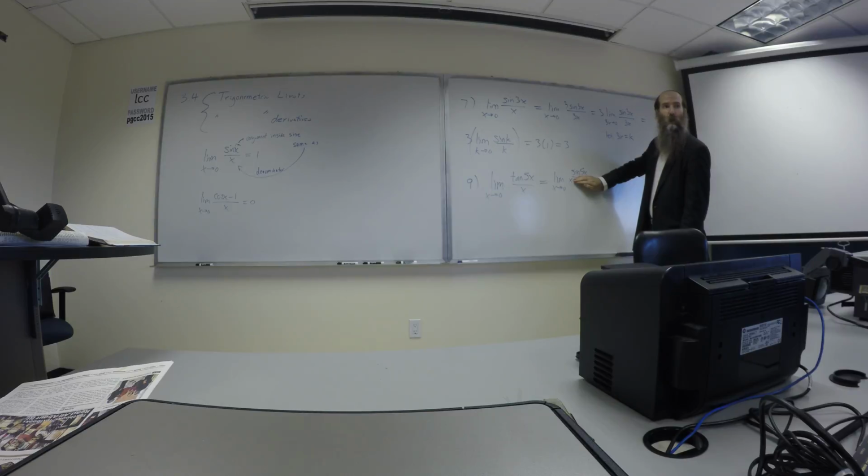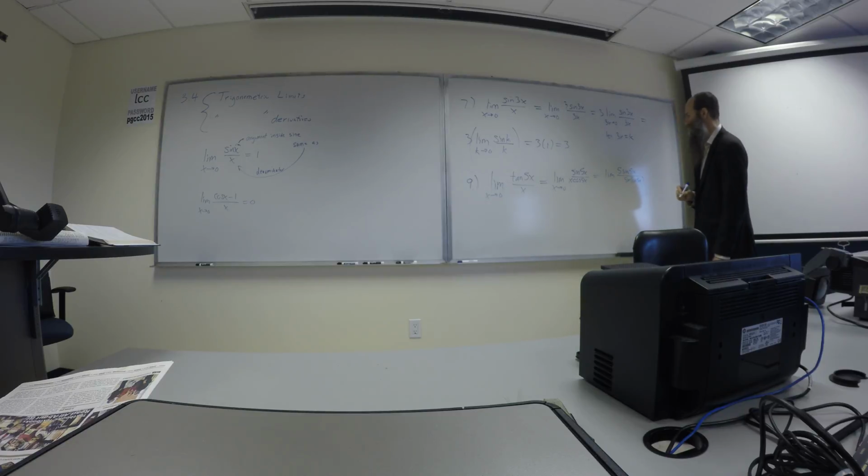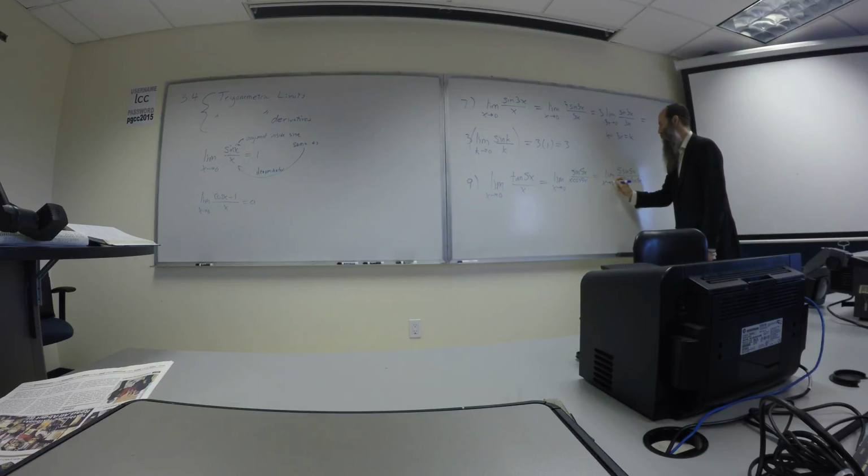If that was all I had, what would I want to do? Multiply top and bottom by 5. So let's do that. Limit 5 sine 5x over 5x cos 5x, as x goes towards 0.